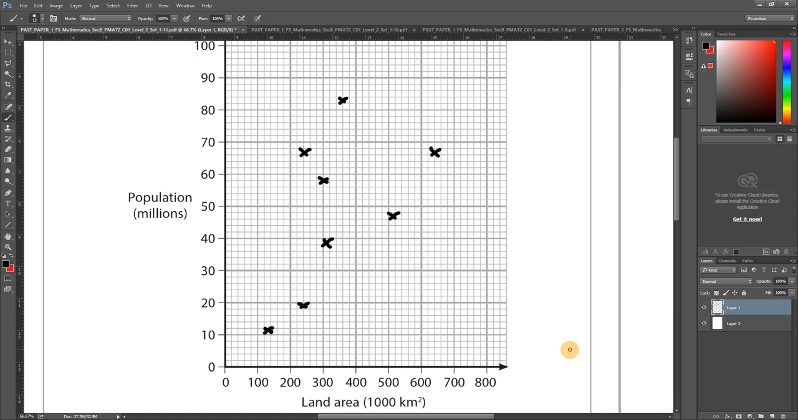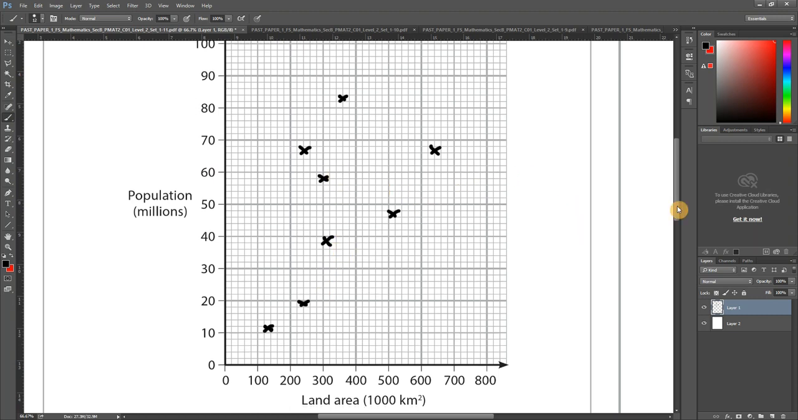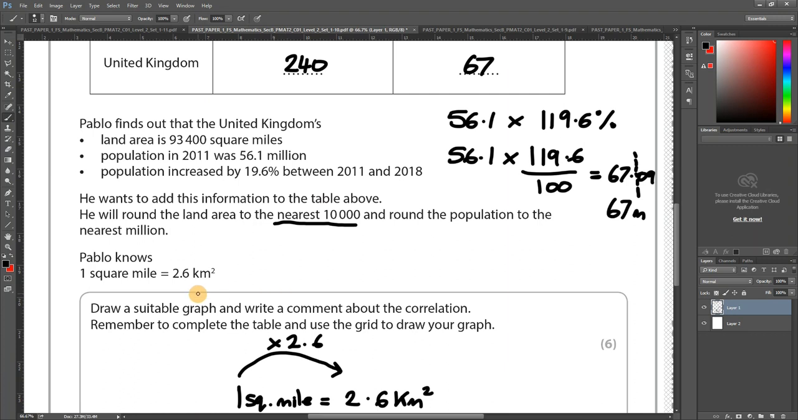So there's all my crosses done. So if you want to pause it and double check with your answers, I've tried to be as accurate as possible. So hopefully you guys have got the same answer. So once you've done your graph, obviously there is one more thing we need to do. Let me just go back to the question. It did say draw a suitable graph, which we've done, and write a comment about the correlation.